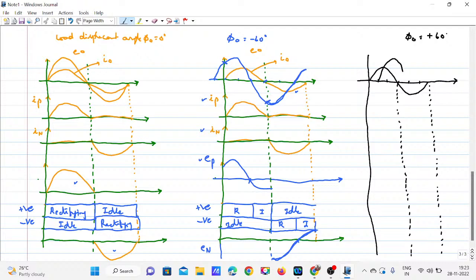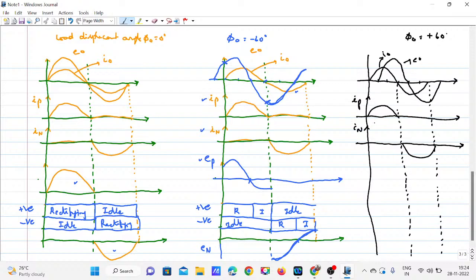1, 2, 3. So it is coming like this. Something like this it is coming, and this is current. This is voltage E naught, and this is current I naught. So now I want to draw current IP in positive group. It should be like this. For positive group, the negative cycle is not at all coming, so it will be 0. And for negative group, the positive cycle is not coming, so this is IN.